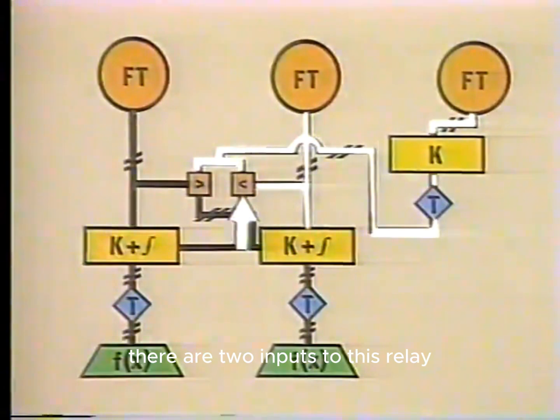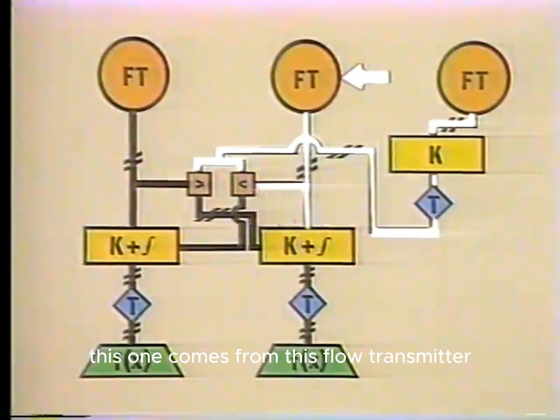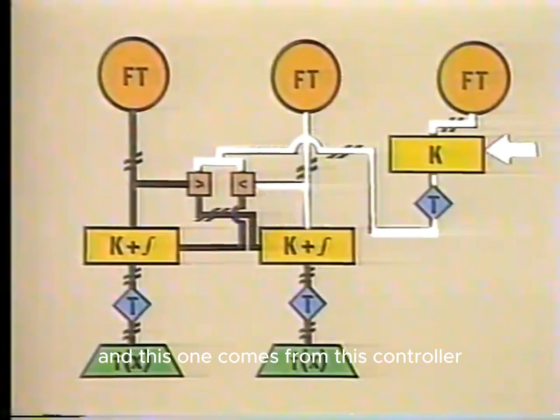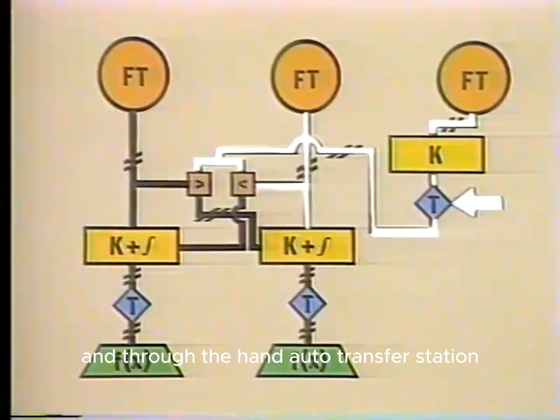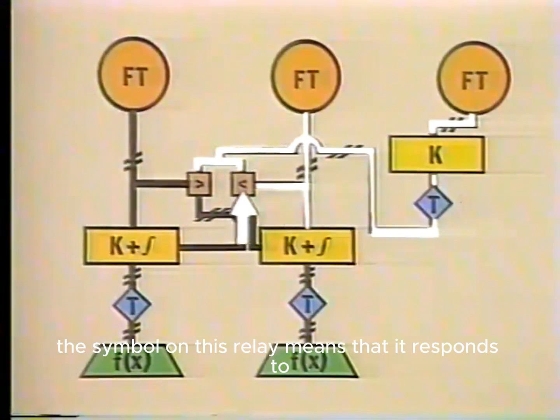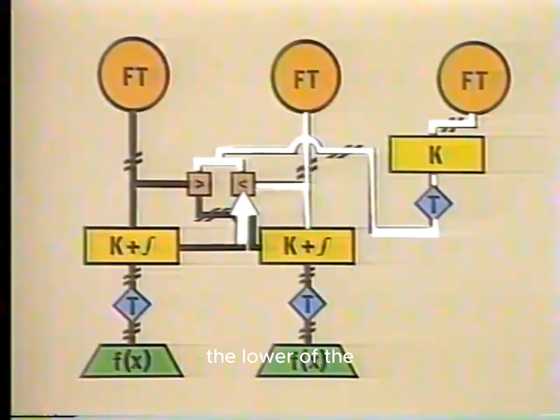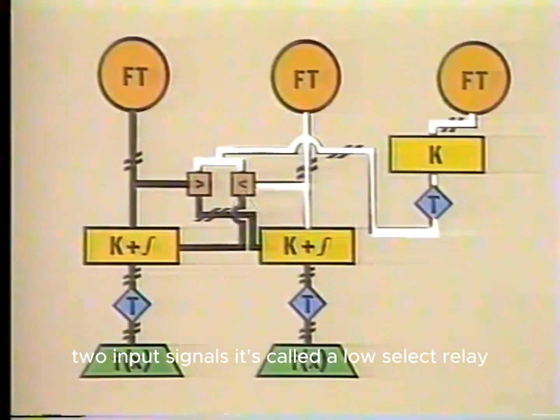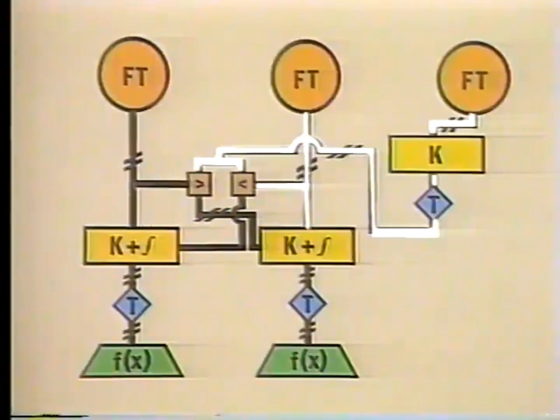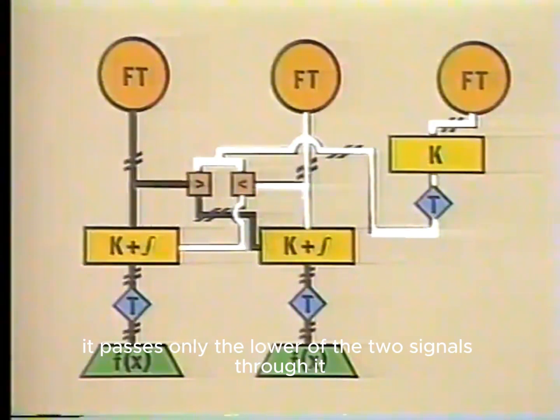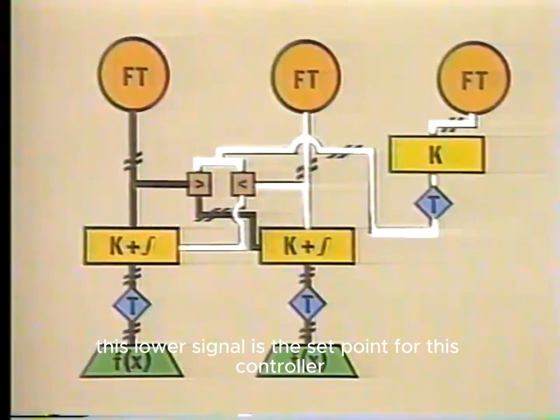There are two inputs to this relay. This one comes from this flow transmitter, and this one comes from this controller and through the hand auto transfer station. The symbol on this relay means that it responds to the lower of the two input signals. It's called a low select relay. It passes only the lower of the two signals through it. This lower signal is the set point for this controller.